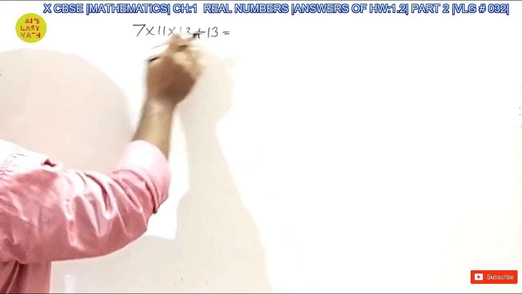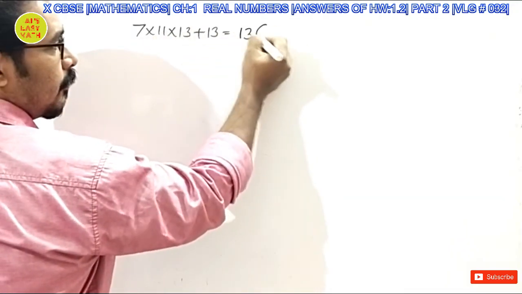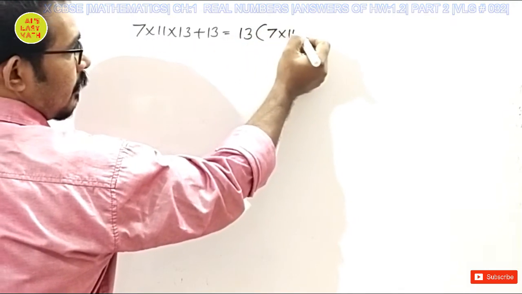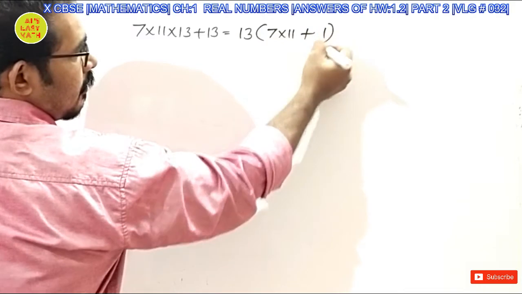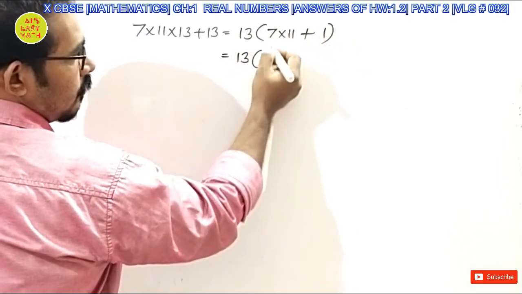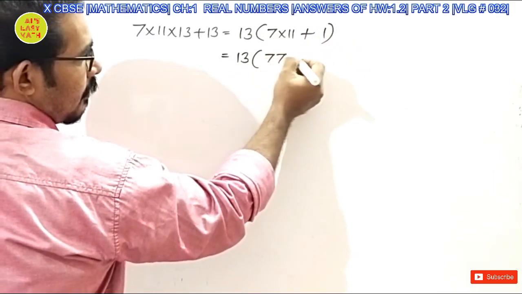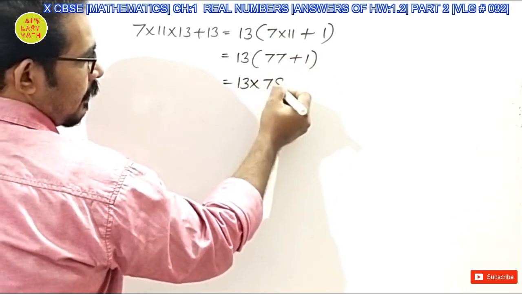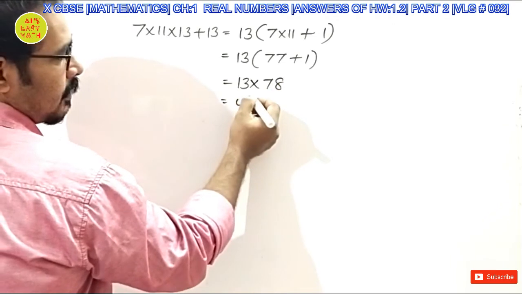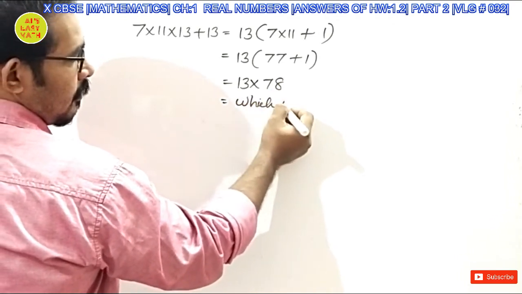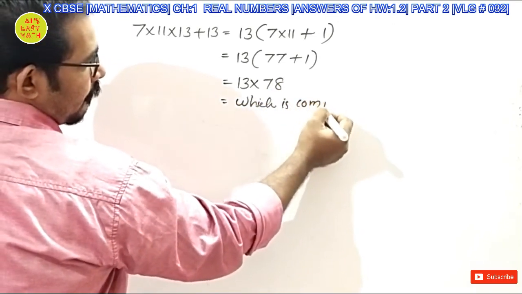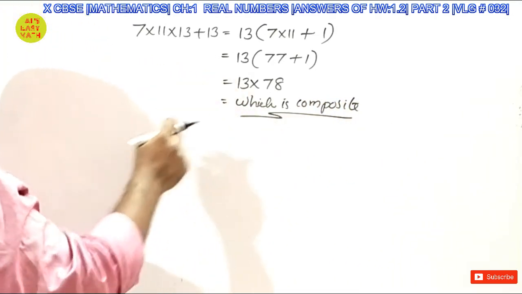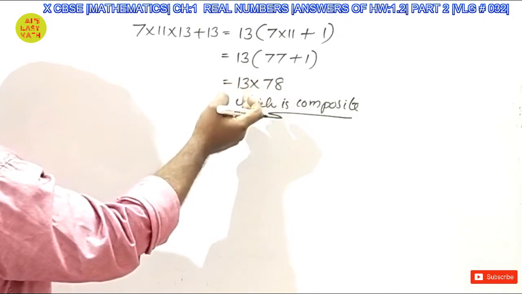So here both numbers have 13 as a common factor. Let us take it outside. So we have the balance 7 into 11 plus 1. So it is 13 into 7 into 11, which is 77, plus 1, so 13 into 78, which is composite. Why? Because it has more than two factors.